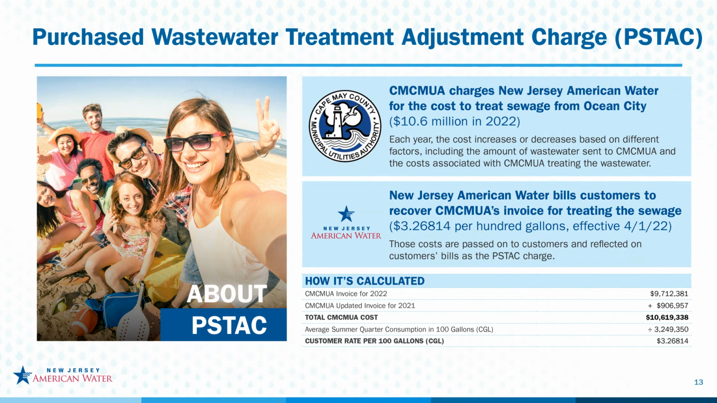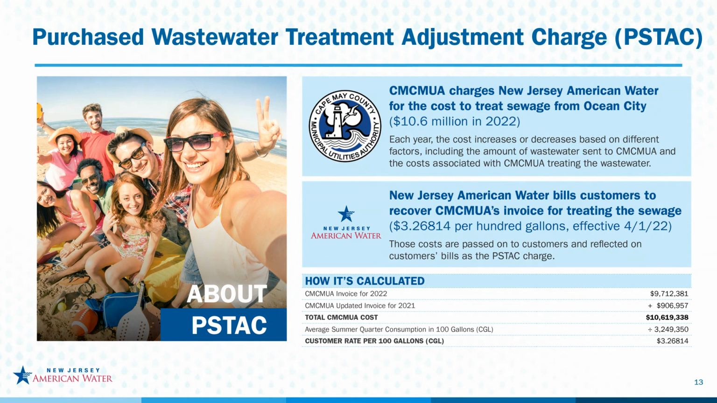So we take that cost, we take the average water used by the Ocean City customers during the summer period, and we divide it into that total cost. And we come up with the total cost to be collected from CCMUA, and we get the rate per 100 gallons. So that rate is the 3.26814 that became effective on April 1st of 2022, and you will see that on your bills.